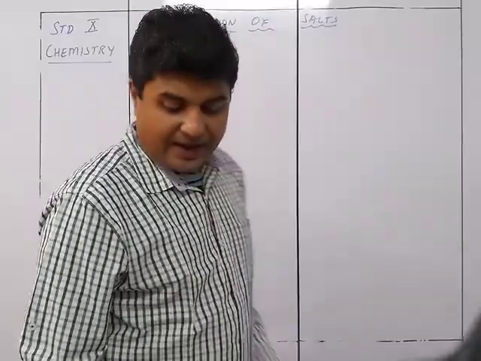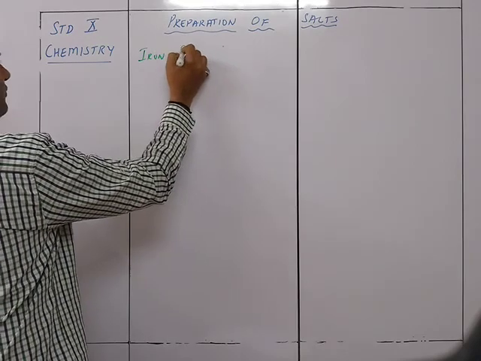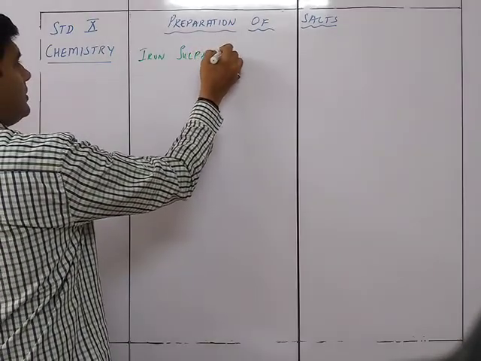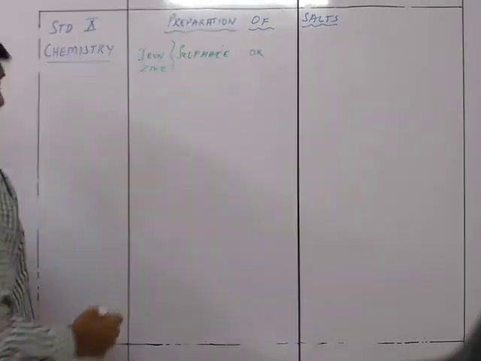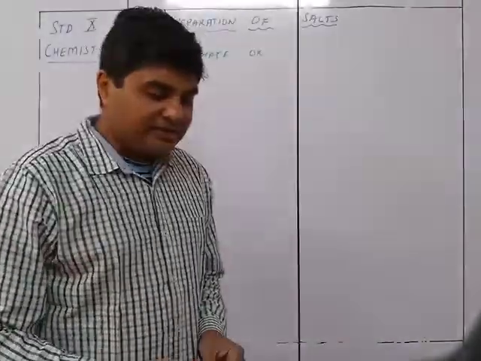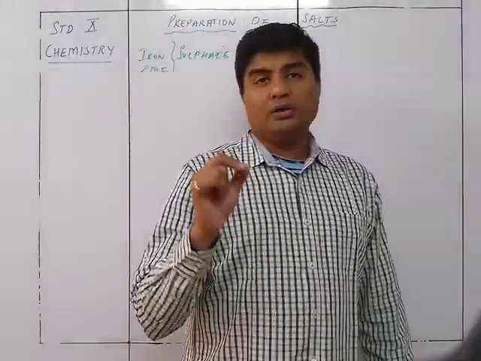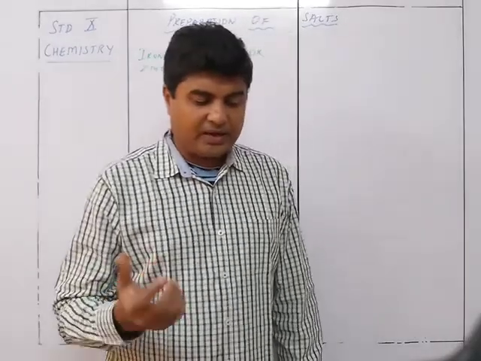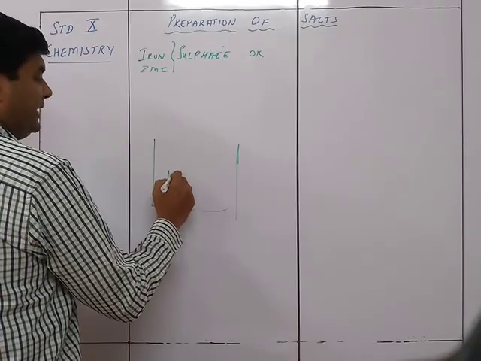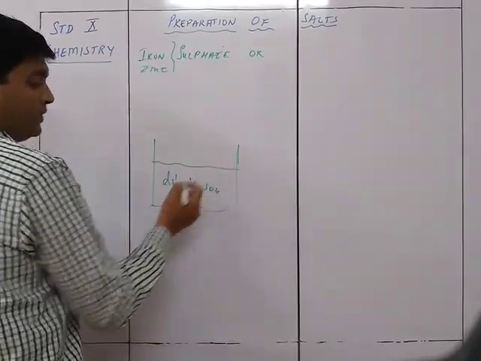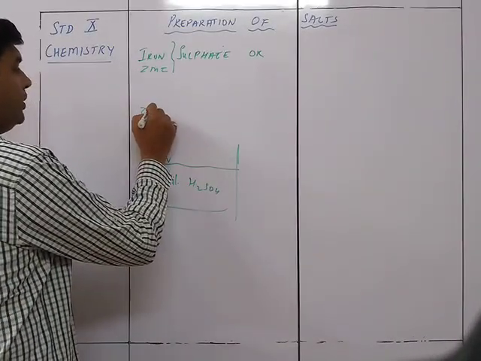Okay, next one is iron sulfate or zinc sulfate. So this is a process wherein you are just going to add the active metal to an acid. It's a very simple process wherein you take a beaker, this will be having dilute H2SO4 in it, and then you are going to add to this particular thing filings of Zn or Fe.